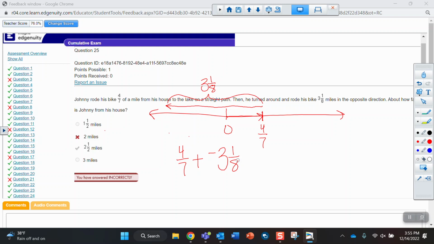And it says about how far. So this is another estimation. 4/7 is really close to a half, right? That'd be 4/8 or 3.57. So we have about a half. And then we're adding to that negative 3 1/8, and we want to round again to that nearest whole number. So we're adding a negative 3. And if we take a half and we add negative 3, we really get negative 2.5. But again, the question was about how far is he? And so when we talk about distance, we don't ever say that distance is negative. So that's why it's equal to 2.5 miles.